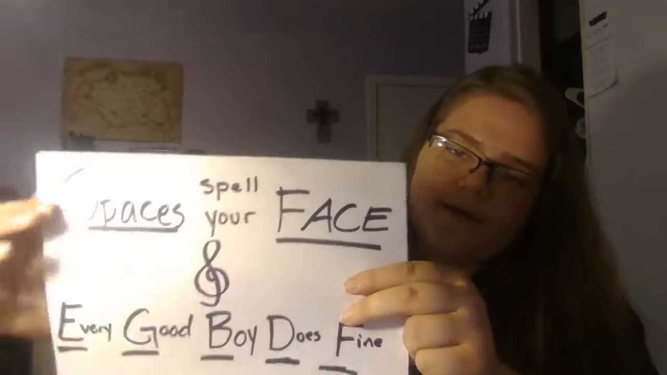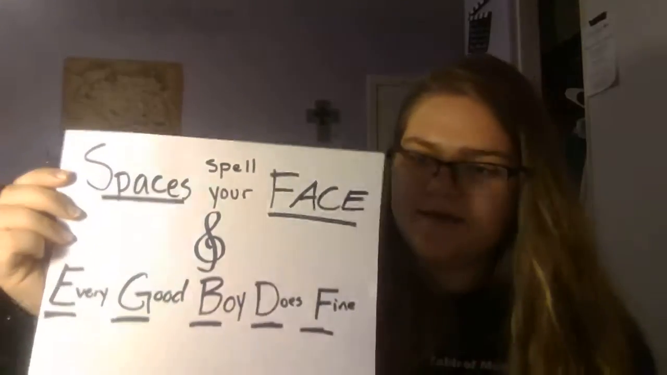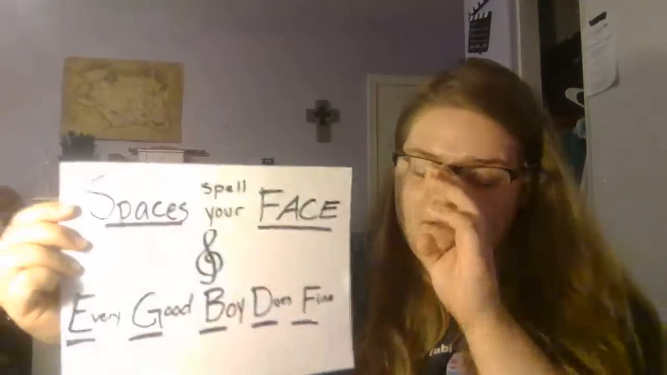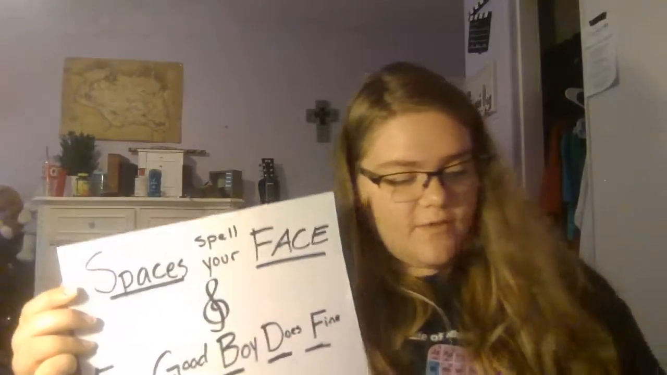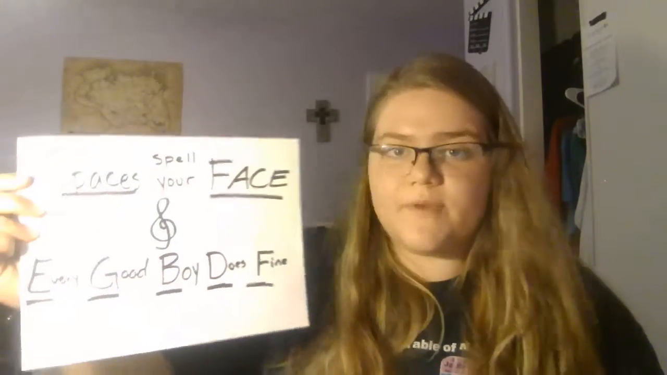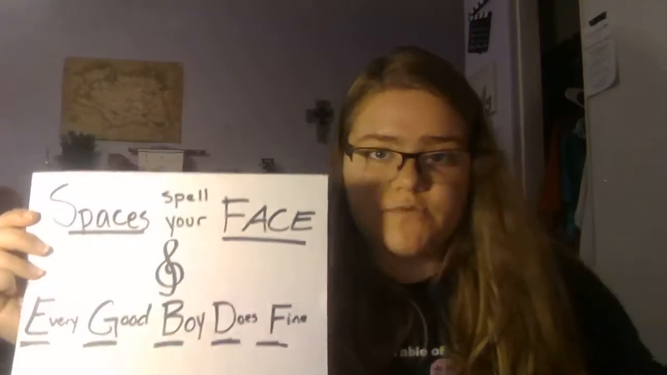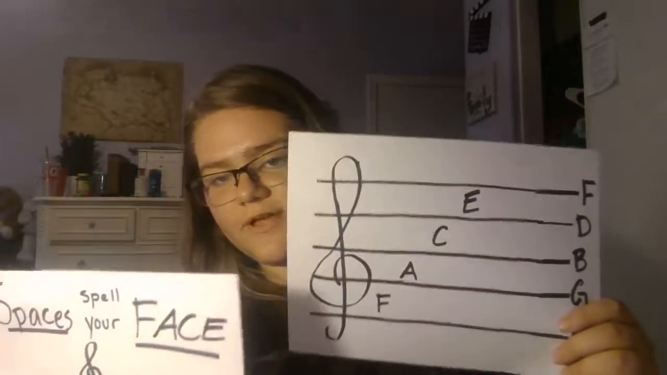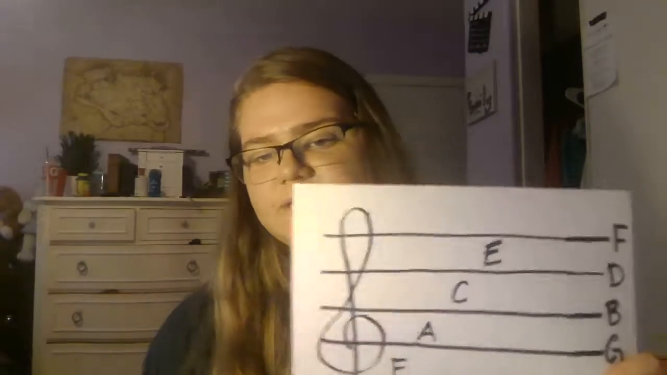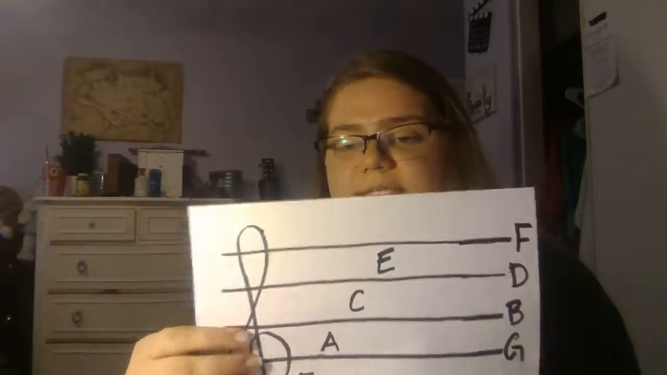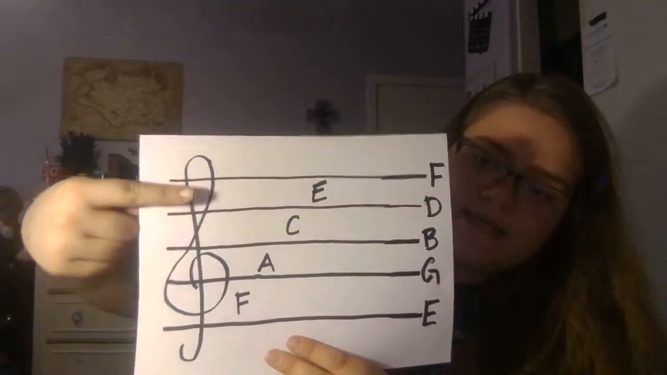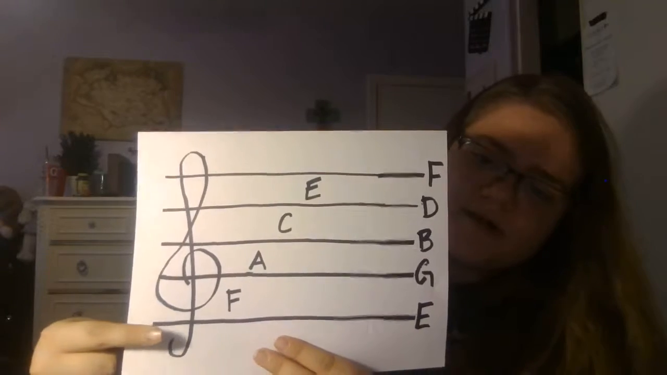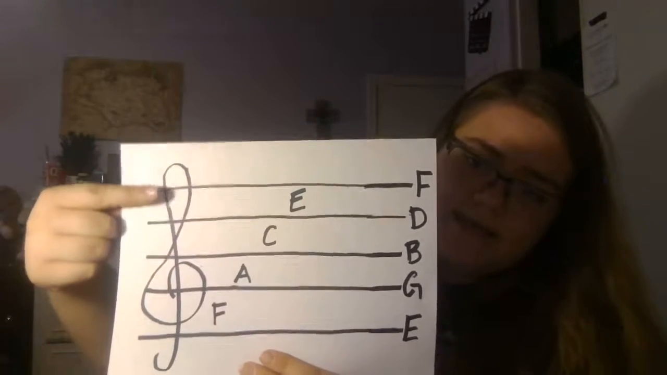Now, I want to introduce you to the treble clef. Okay? This is what it looks like. It has many different names, but I'll mainly be referring to it as the treble clef. When reading the treble clef, there are certain things to remember when finding out what notes are what. So I have a treble clef written right here, and as you can see, the spaces in the treble clef, we always read it bottom to top, is F, A, C, E. And then the lines are E, G, B, D, and F.